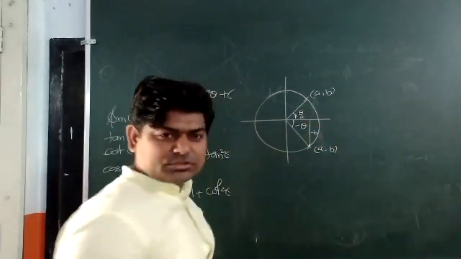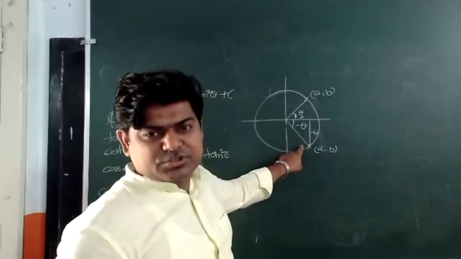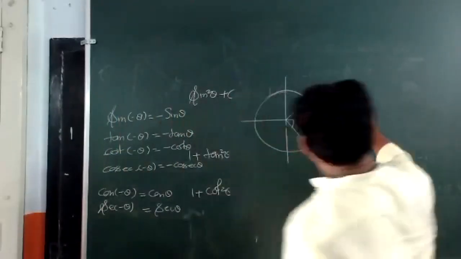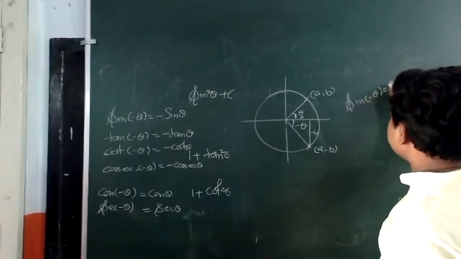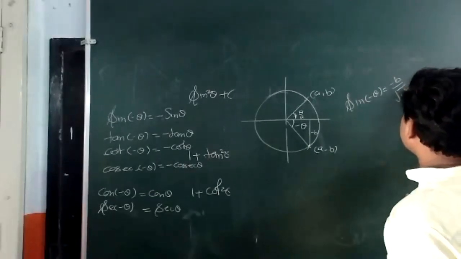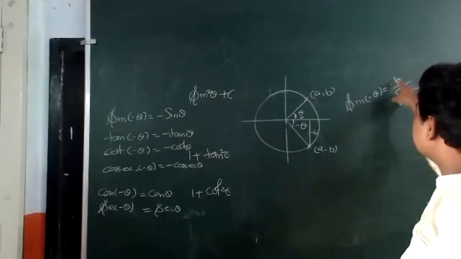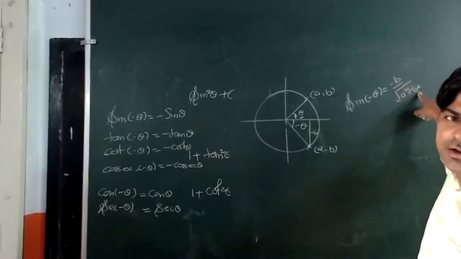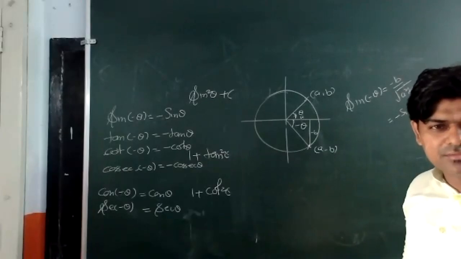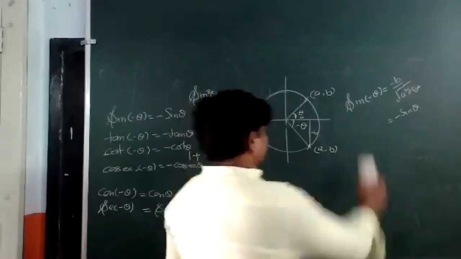Now, hypotenuse will be what? Under root A square plus B square. Say yes or no. So when we write sin minus theta, it can be written as minus B upon under root A square plus B square. If I remove that sign, sin theta would be B upon under root A square plus B square. That's why this can be written as minus sin theta. Not getting? Getting or not getting? Okay, listen here.